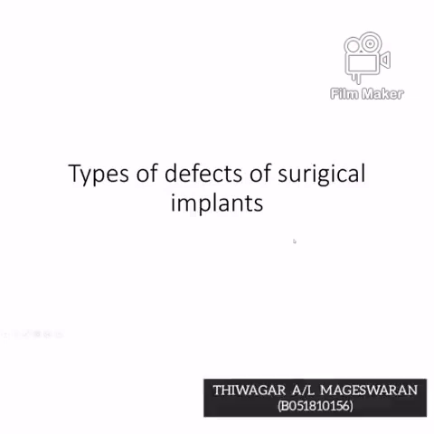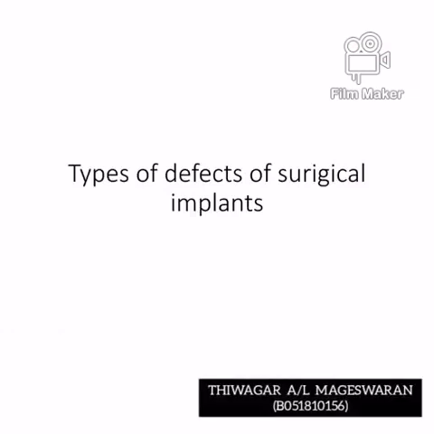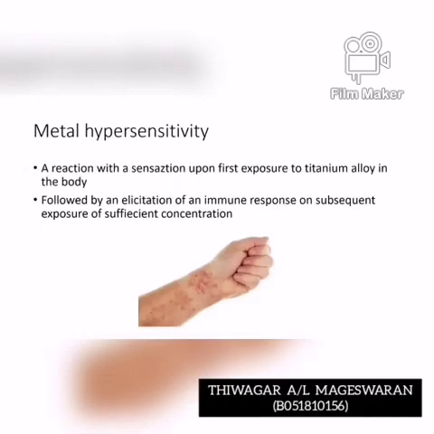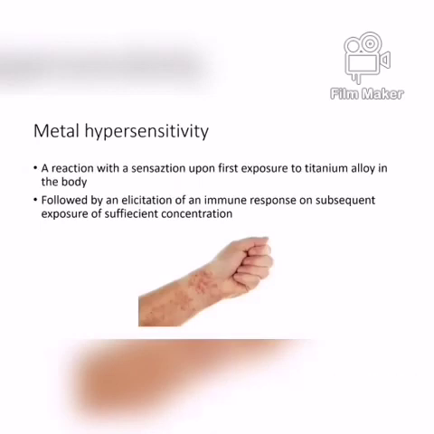To talk about the types of defects of a surgical implant, the first one is metal hypersensitivity. This is a biological reaction that happens when a patient goes through a surgery where an implant is installed into their body, most commonly at their joints or spinal cord. This reaction is very common, but it sometimes reaches a hypersensitivity stage where rashes, swelling, burning sensation, or even pain is felt at the point where the implant is located.